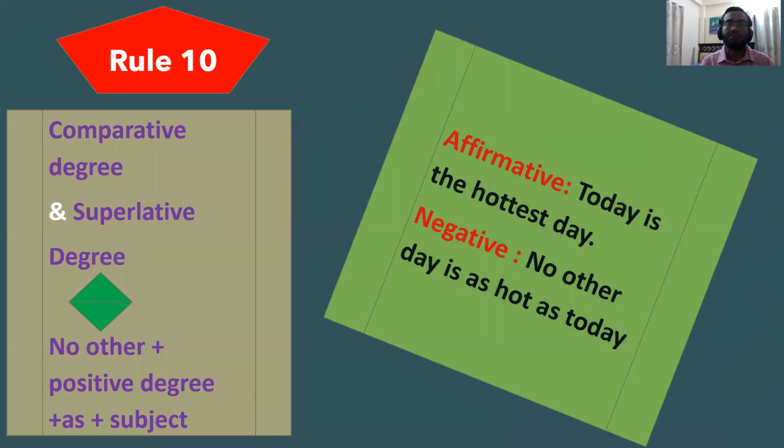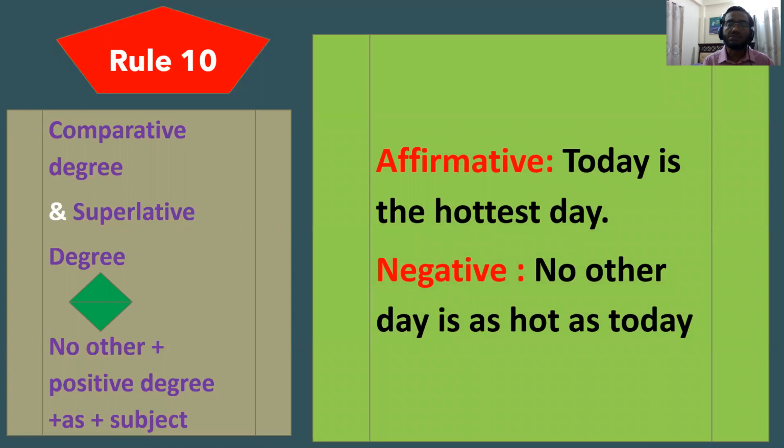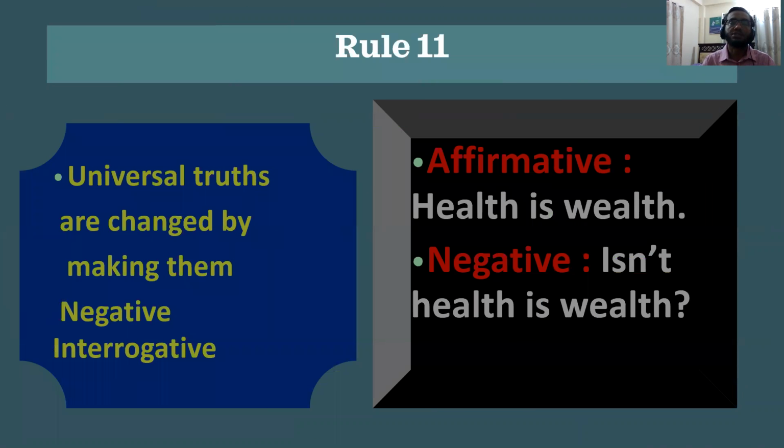Now, look at the example, please. In affirmative sentence, today is the hottest day. And in the negative form, you can see that no other day is as hot as today. This is the negative form. And I think you are clear now. Okay? So, can I go next? Why not? Okay. Come to the next page, next rule, rule 11.